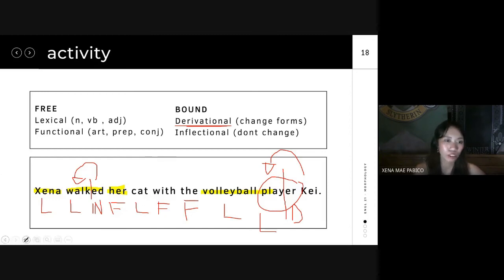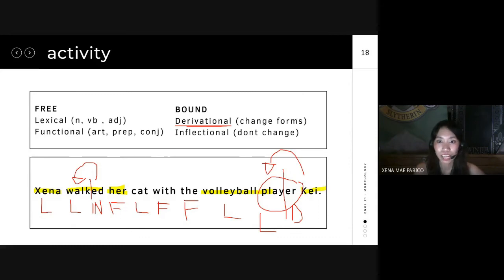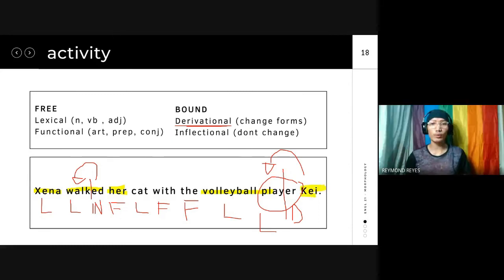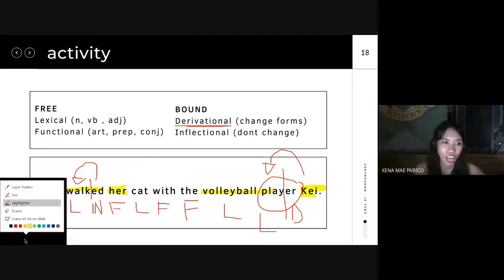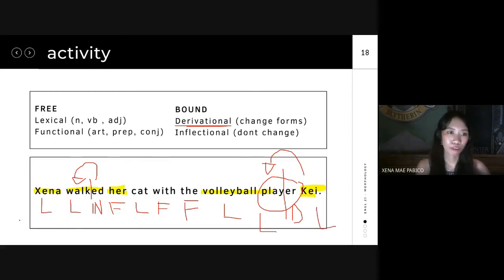Okay, last one, Raymond. What is the word K? It's a name pala. It's a name. The verb is play. A noun, so it's lexical. Yeah, that is correct. K is a lexical morpheme.